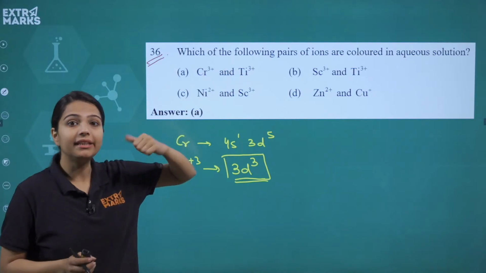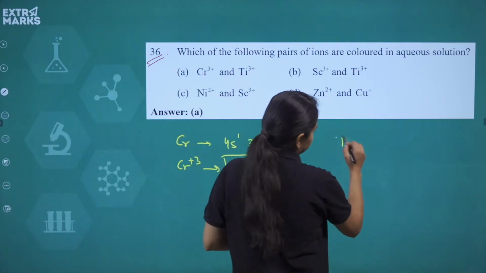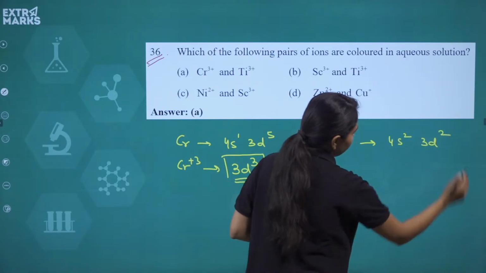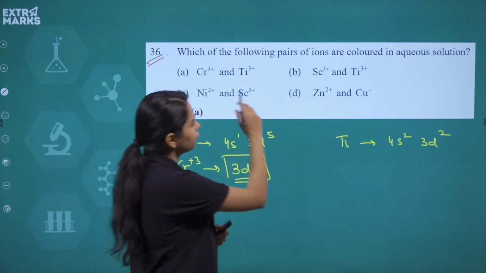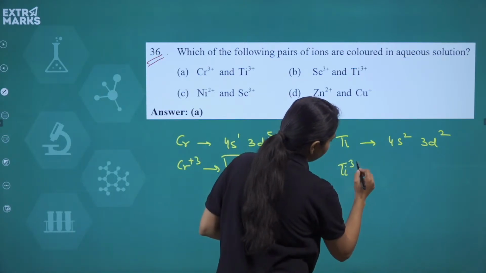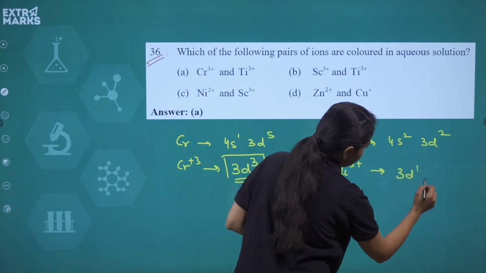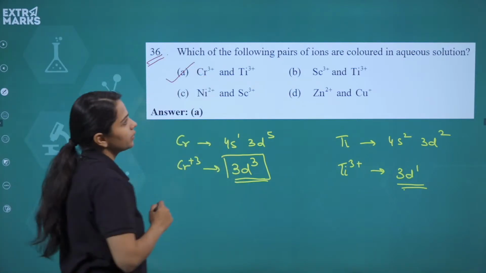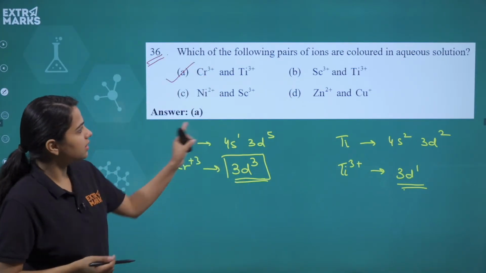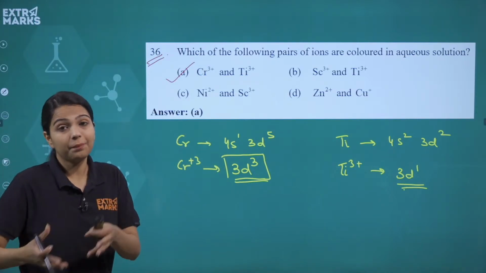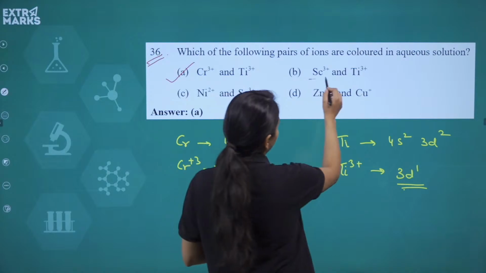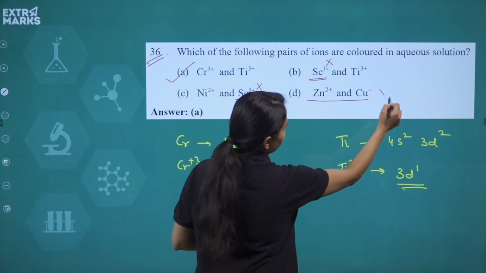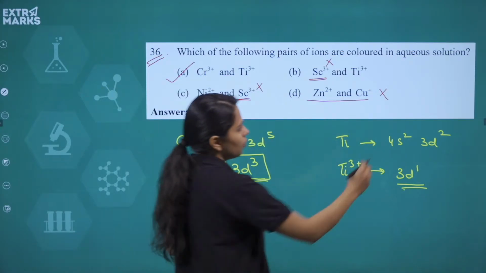Now talking about titanium 3 positive, titanium has the electronic configuration 4s2 3d2. Alright, on the loss of 3 electrons, titanium 3 positive will make it 3d1. That is 1 electron is present. So answer is option A, because we are having electrons in the d subshell, so it is going to be colored. Whereas in all others there are no unpaired electrons present. Okay, talking about scandium, no unpaired electrons. In both of them, no unpaired electrons.